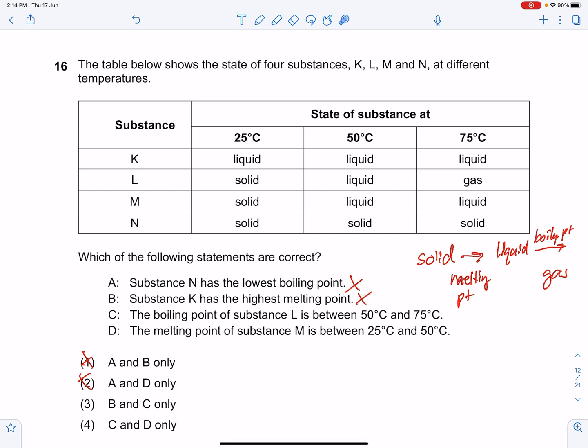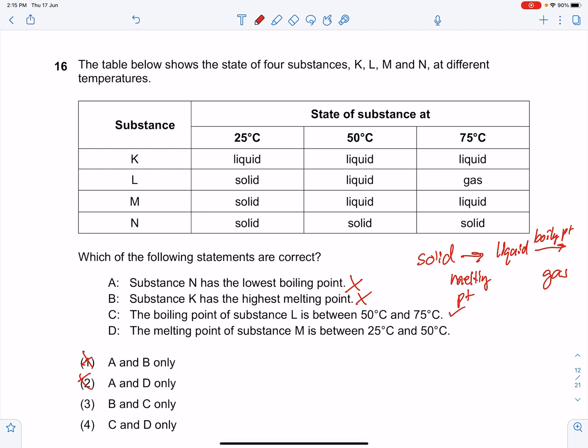C. The boiling point of substance L is between 50 and 75. So we look at L. Now I know that we're looking at boiling, so we're looking at between gas and liquid. At 50 degrees, it was liquid. At 75 degrees, it was actually gas already. So remember our note over here, in order for it to be a gas, it needs to reach boiling point. So I know that the boiling point must be higher than 50 but lower than 75. So yes, in fact, it is between.